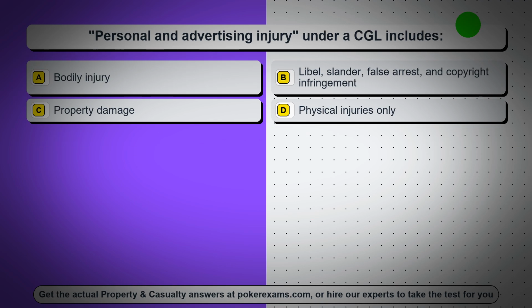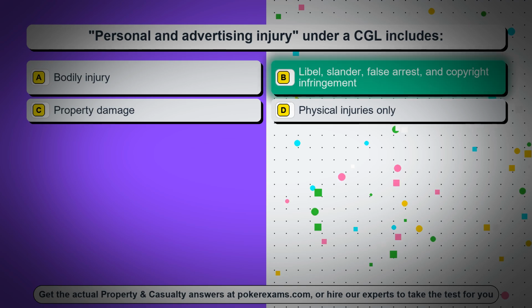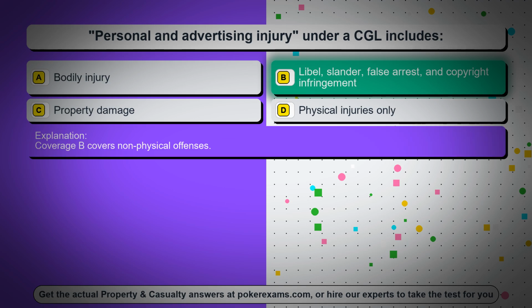Question 89. Personal and advertising injury under a CGL includes: option A, bodily injury; option B, libel, slander, false arrest, and copyright infringement; option C, property damage; option D, physical injuries only. The correct answer is option B, libel, slander, false arrest, and copyright infringement. Coverage B covers non-physical offenses.